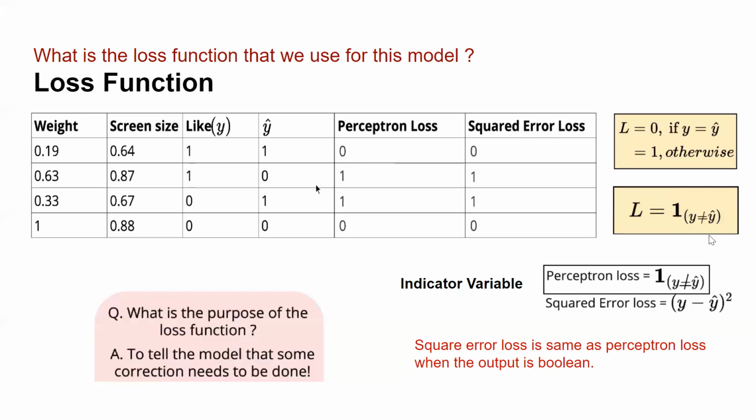So how do we interpret this loss notation? My loss is 1 when my actual label is not equal to my predicted label. So when my y is not equal to y cap, in that case my loss is 1, else it is 0. This is nothing but expressing the if-else condition in a more concise way. So this is the loss function for perceptron model.